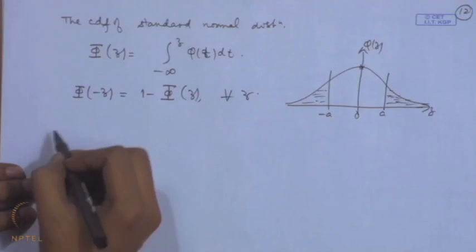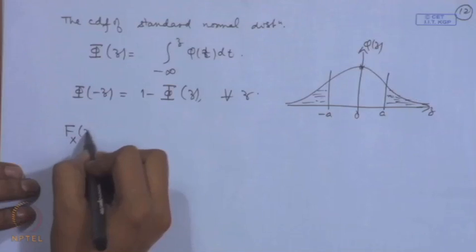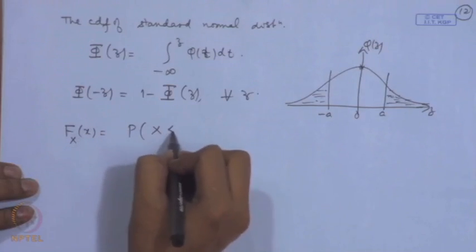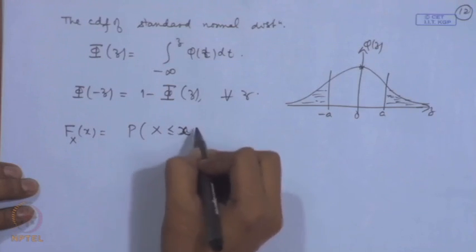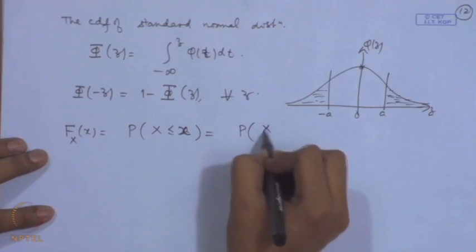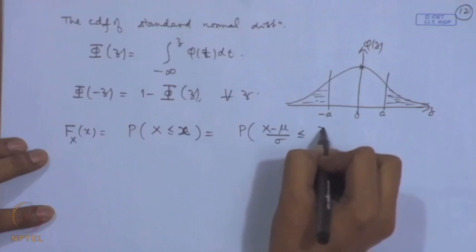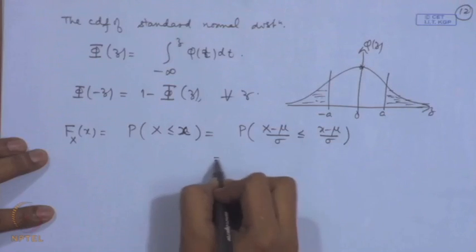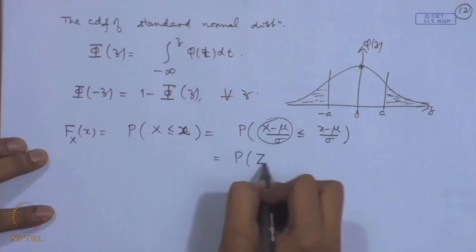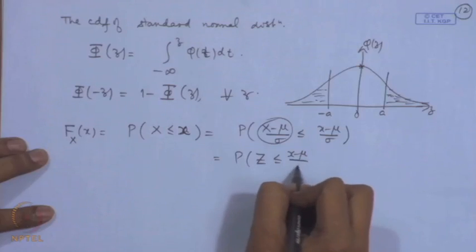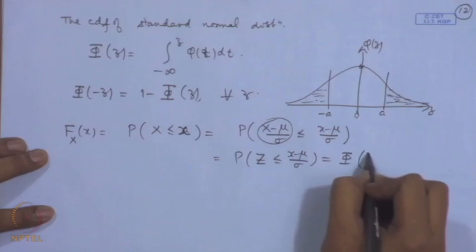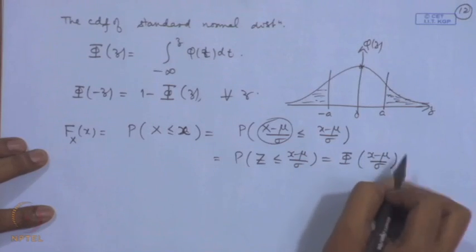So, if I consider the CDF of X, that is the probability of X less than or equal to small x, then that is equal to the probability of (X minus mu) by sigma less than or equal to (small x minus mu) by sigma. Now, this is nothing but Z. So, this becomes Z less than or equal to (x minus mu) by sigma, which is equal to phi of (x minus mu) by sigma. Therefore, any probability statement of a general normal distribution can be evaluated in terms of the cumulative distribution function of a standard normal random variable.